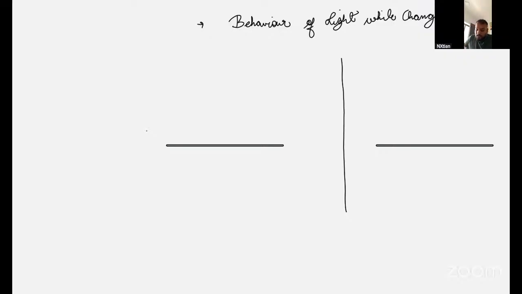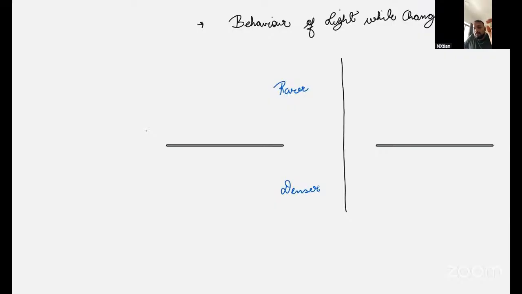Okay. So here we have the behavior of light while changing the medium. Means first is when light is coming from rarer, and the one below is denser medium. Now, can you give one example of rarer and denser? Any example?